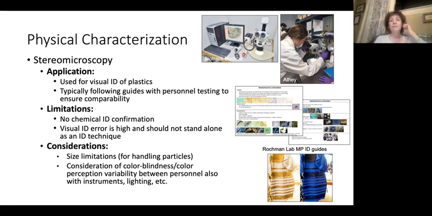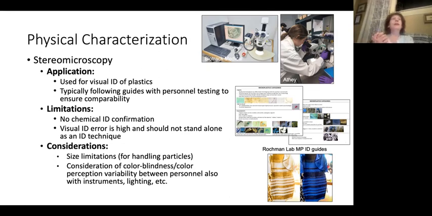But stereomicroscopy is used, obviously, for the visual identification of plastics. There are guides that can be followed to ensure comparability and that you're doing this in a consistent way. We have a guide printed out and hung on the hood, and so you can cross-reference it as you go through samples. Is this a fiber? Is it a fiber bundle? Is it a fragment? Is it a film? And so have a representative photo of each of those plastic types next to where you do your microscopy work.